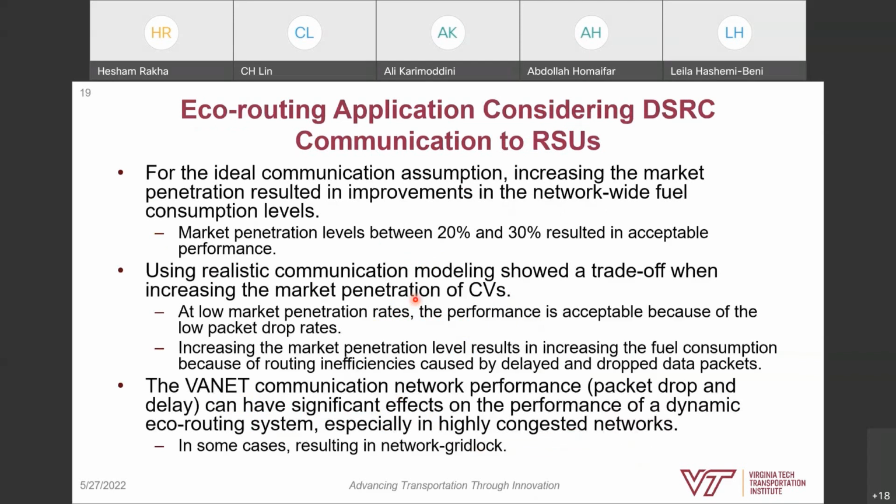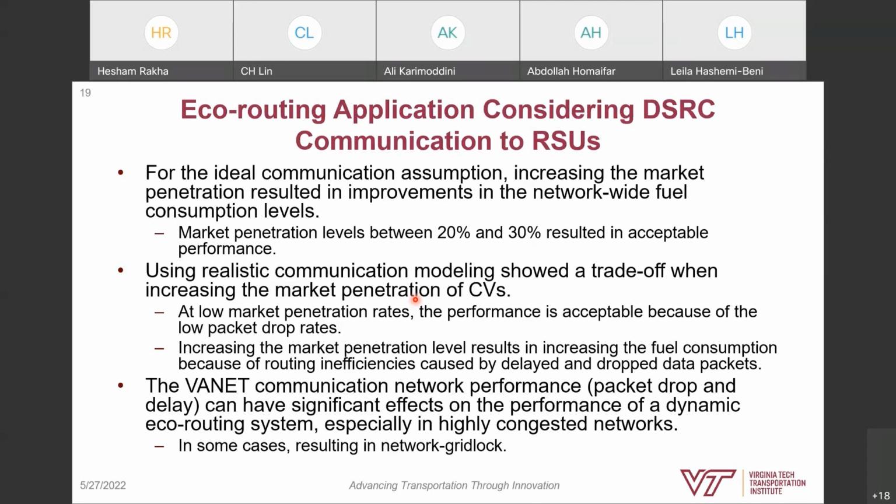One other piece of work that one of my PhD students, Ahmed Al-Birri, did was looking at DSRC. The neat thing that we found in this study was that if you do it the way the transportation engineers typically do it, which is to ignore the communication system, the benefits of our dynamic eco-routing system typically increase or flatten out as the level of market penetration of these connected vehicles increases.